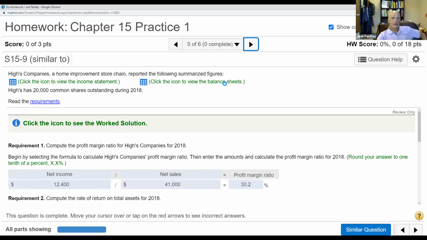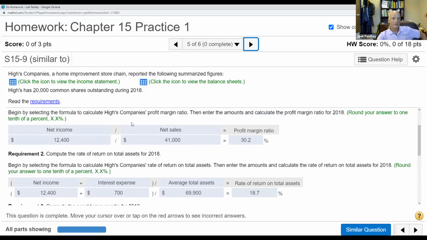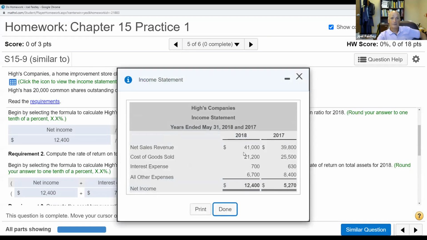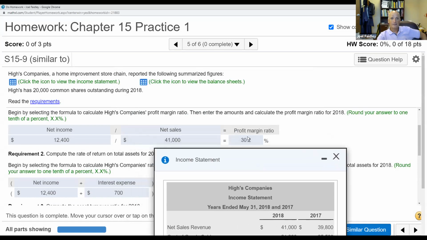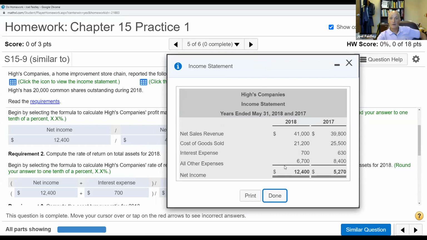All right, number 5. Here we've got several things that we're looking at. It looks like primarily the income statement. Again, it's sort of like your vertical analysis. It is vertical analysis. 12,004 divided by what? 41,000 says I've got a 30% profit margin. It's pretty good. And that's not gross profit. That's profit margin after all your expenses.